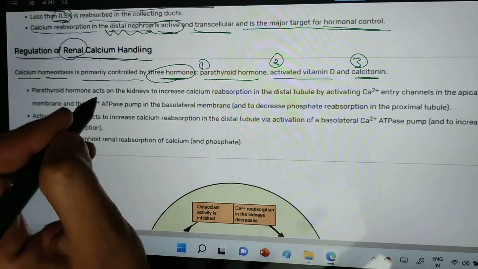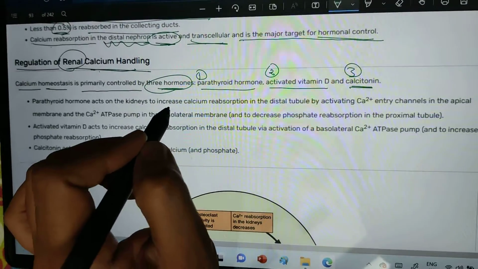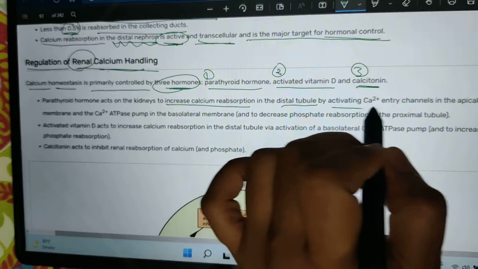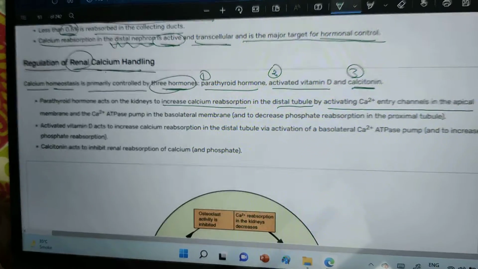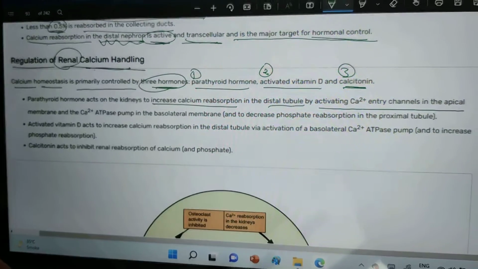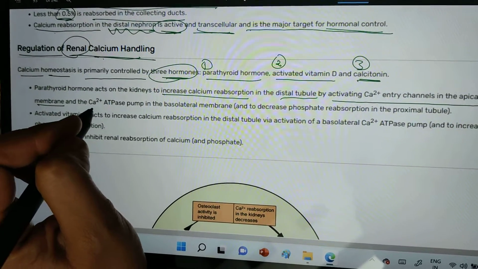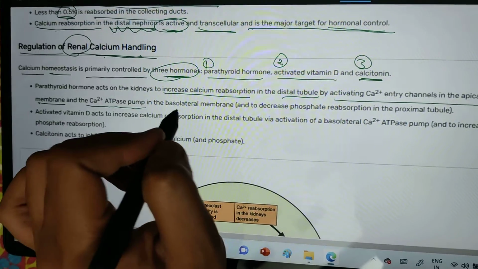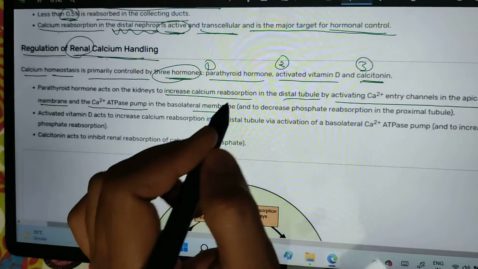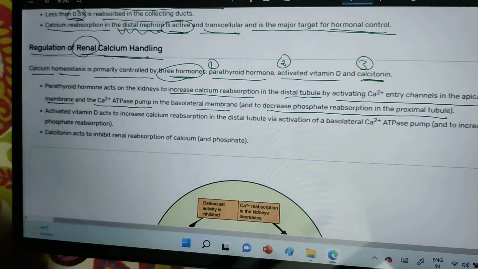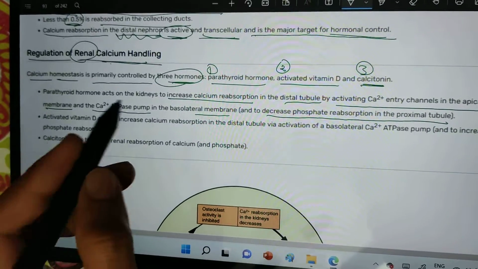Parathyroid hormone acts on the kidneys to increase calcium reabsorption in the distal tubule by activating the calcium entry channels in the apical membrane and the calcium ATPase pump in the basolateral membrane, and to decrease the phosphate reabsorption in the proximal tubules.